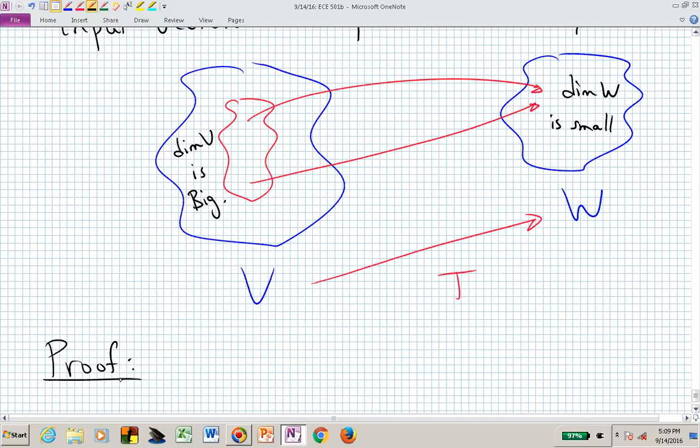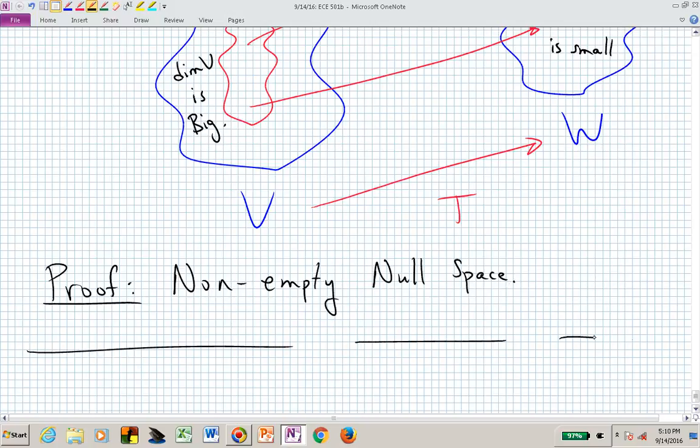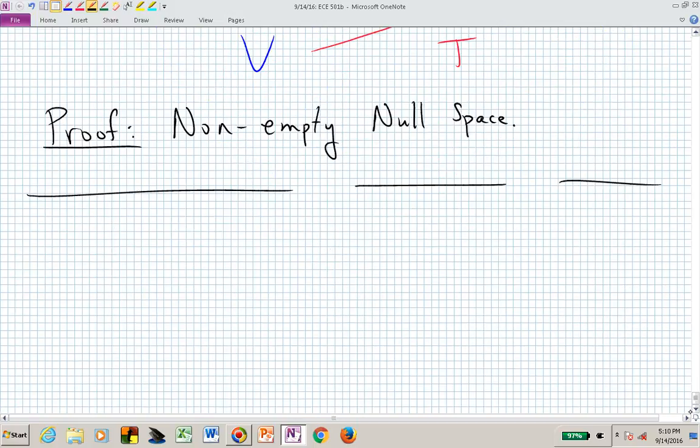And a way to think of the proof is this picture. I've now tried to illustrate that we have a non-empty or a non-trivial null space. We have vectors in our input space, not just the zero vector, that will map to the zero vector in our output space.